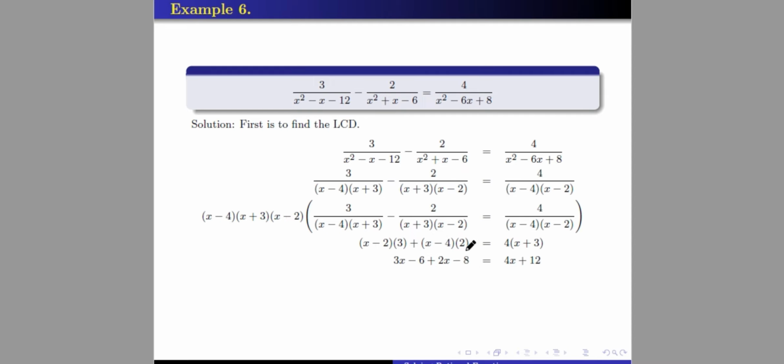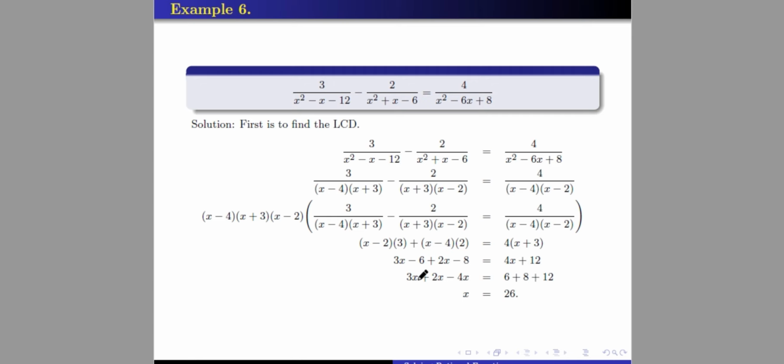Okay, next. So distribute 3 times x, 3x, 3 times negative 2 is negative 6. And this part, distribute 2, we have 2x minus 8. And on the last part, we have 4 times x, 4x, 4 times 3 is 12. So we can separate all those with x and those without x. So 4x will become negative 4x, negative 6 will become positive 6, negative 8 will become positive 8.